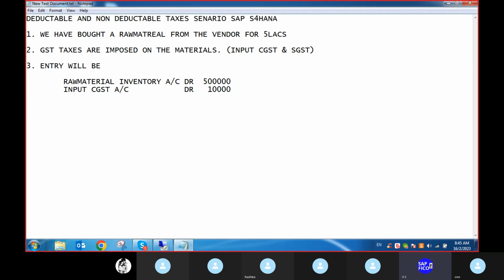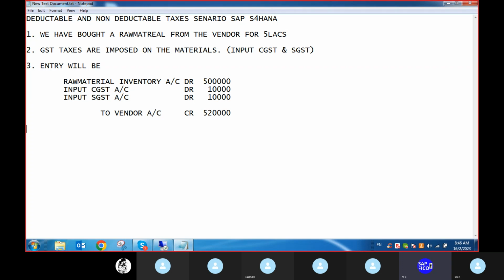Then next, input SGST, that is State Goods and Services Tax. Input SGST account debit, that is 10,000 rupees. And the total will be: to vendor account credit, 5,20,000 rupees.